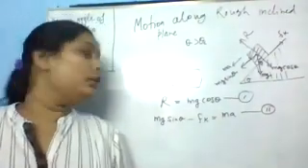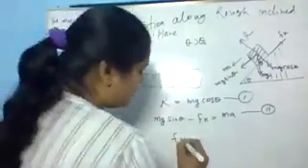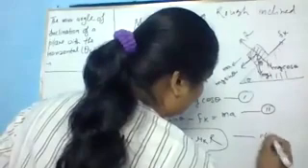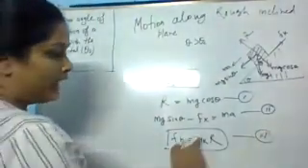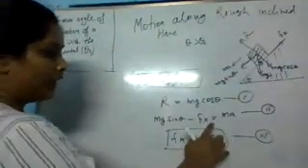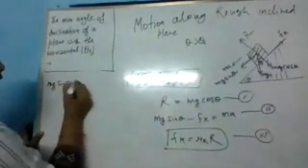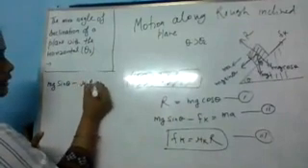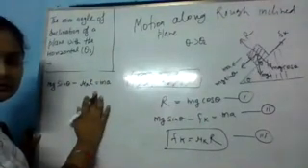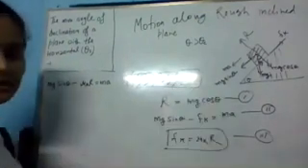Yes, ma'am. Now you know the relation between the kinetic friction and the reaction force: Fk equals mu k R. Now you can put this value in the second equation. We can put the value of Fk in the second equation. It becomes mg sin theta minus mu k R equals ma. Is there any problem in this equation? No, ma'am. Now you can put the value of R from the first equation.